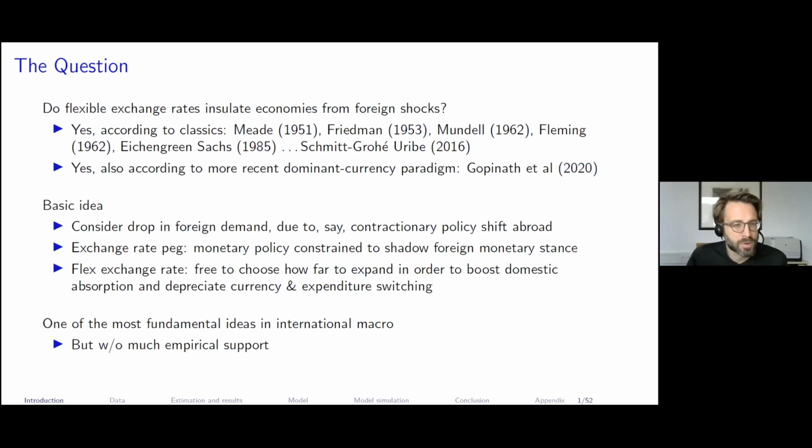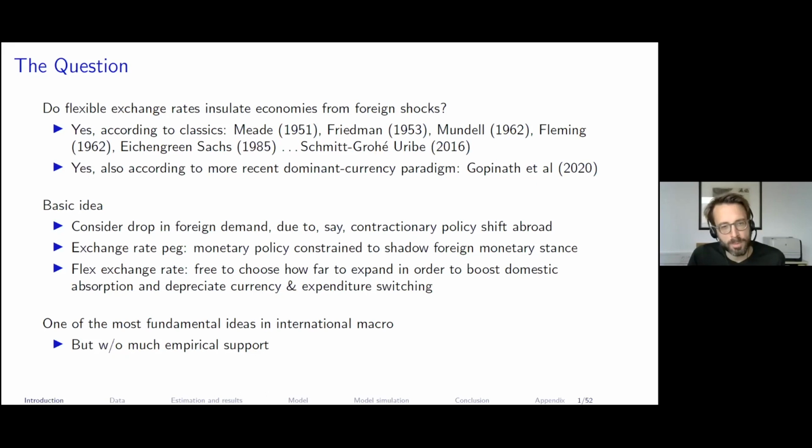Perhaps somewhat interestingly, at least it was interesting to us, if you not only look at the classics, but at the latest vintage of the standard workhorse model, say the dominant currency paradigm as put forward in the recent AER piece by Gopinath and co-authors, you would also find a yes to that answer. Since that came as a surprise to us, I'll be more detailed on this in a second. But the basic idea is all familiar to you, of course.